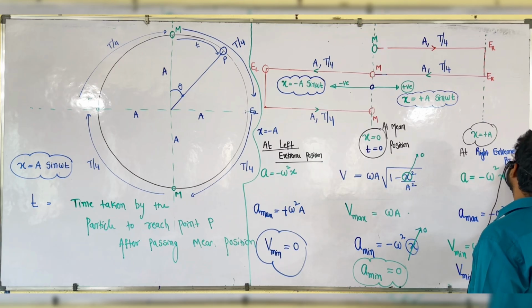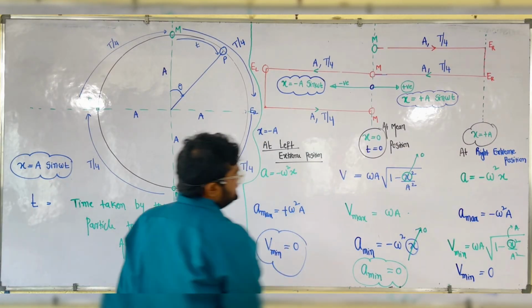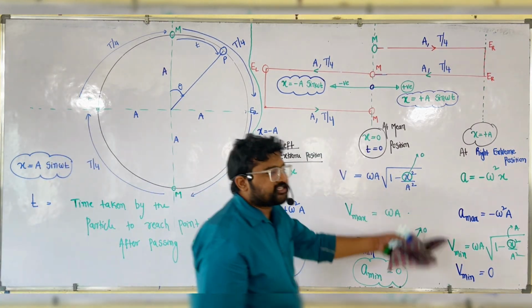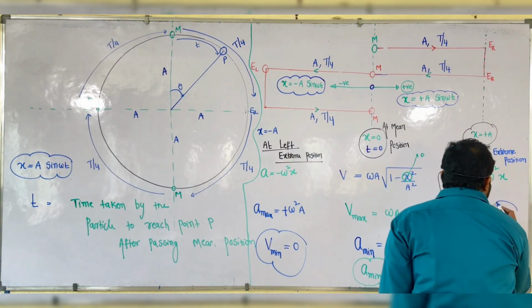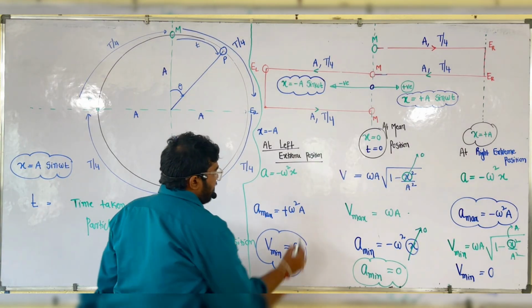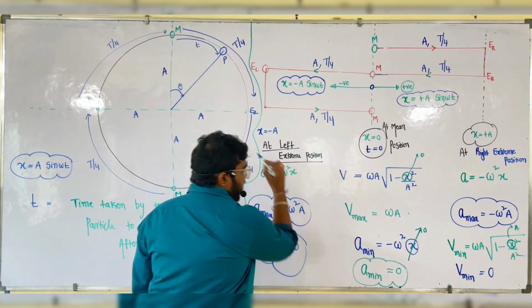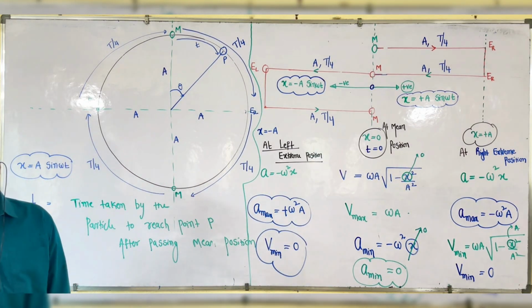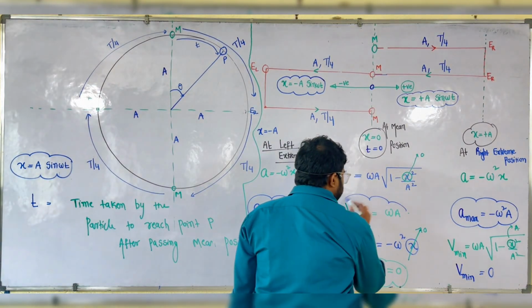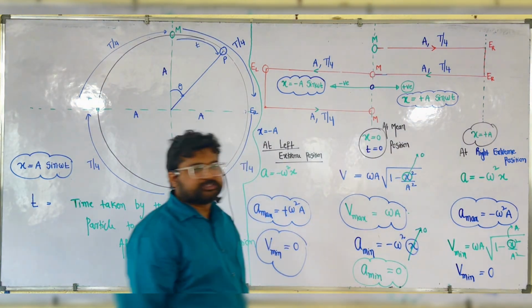At the right extreme position, velocity would be minimum and acceleration would be maximum, but it should be what? Negative. At left extreme position, acceleration is maximum, but it is positive. Velocity would be maximum at mean position.